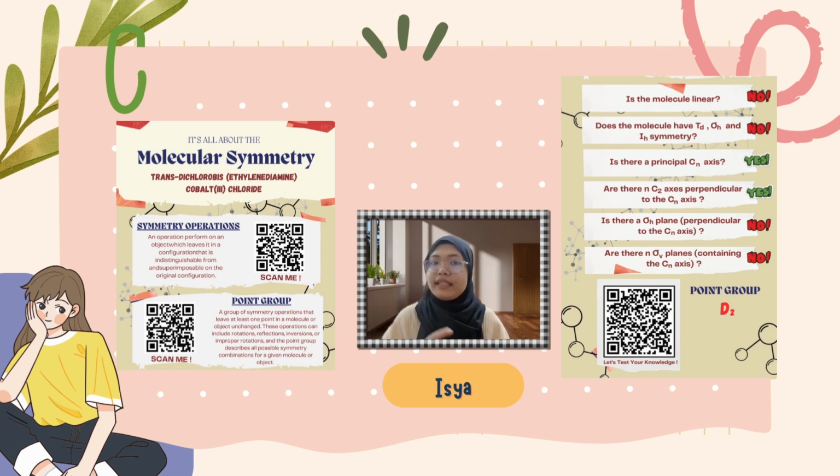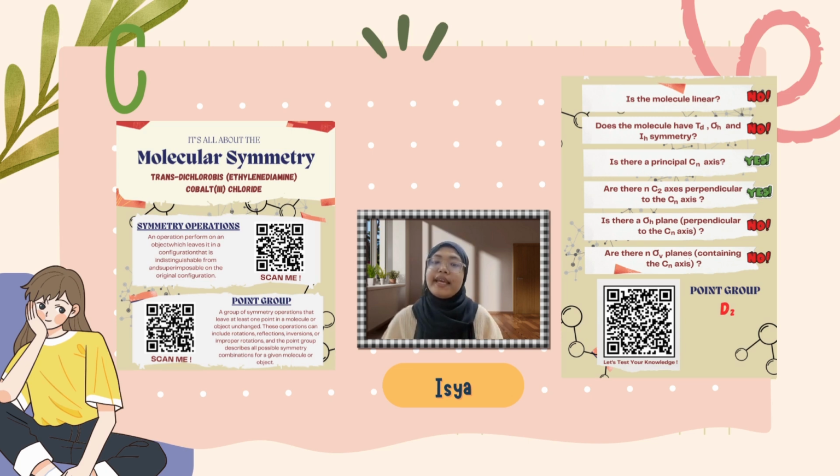Next, we check, is there a principal Cn axis? The answer is yes, which means the molecule has rotational symmetry. Then, are there C2 axes perpendicular to the principal axis? The answer is again yes, showing that it has more than one axis of rotation. After that, we ask, is there a horizontal mirror plane perpendicular to the Cn axis? The answer is no, so it does not belong to the Dnh group.